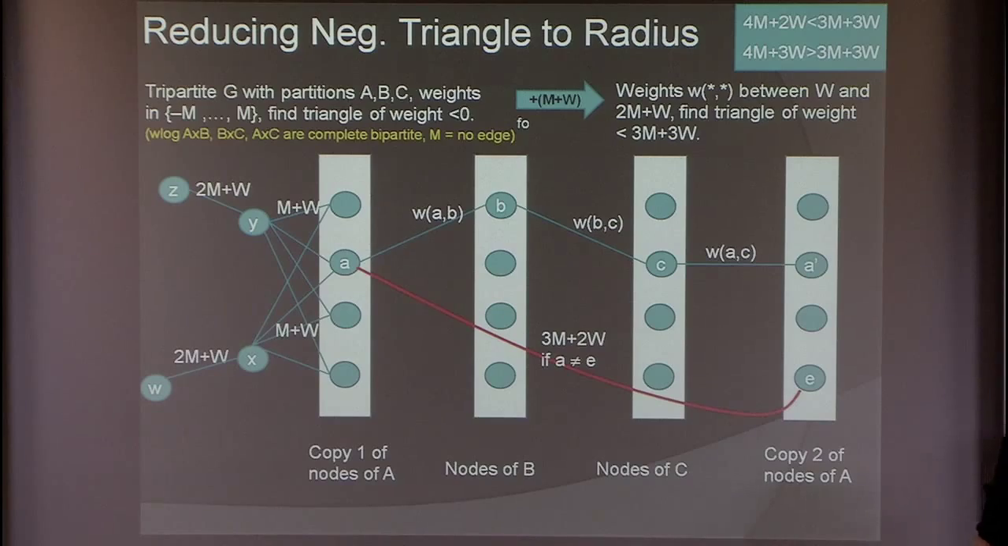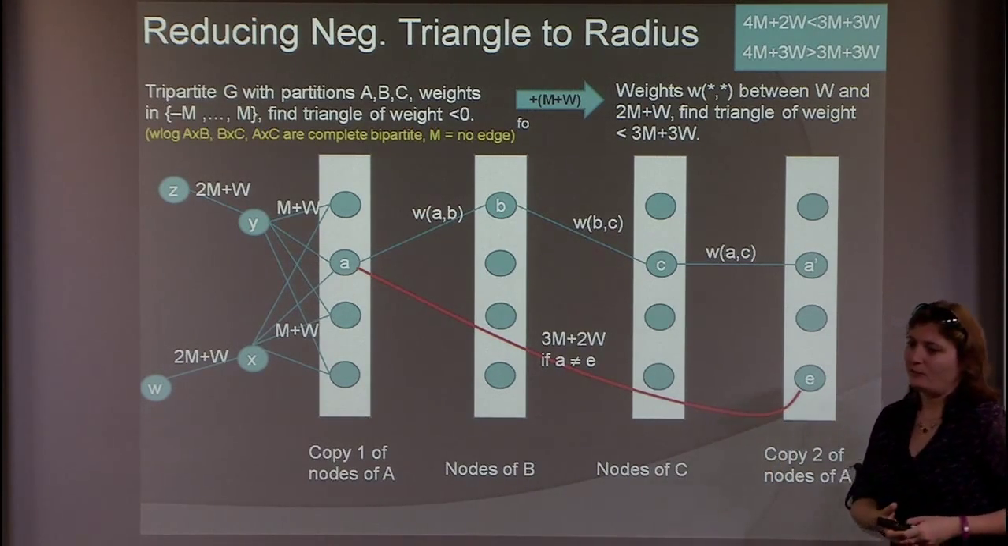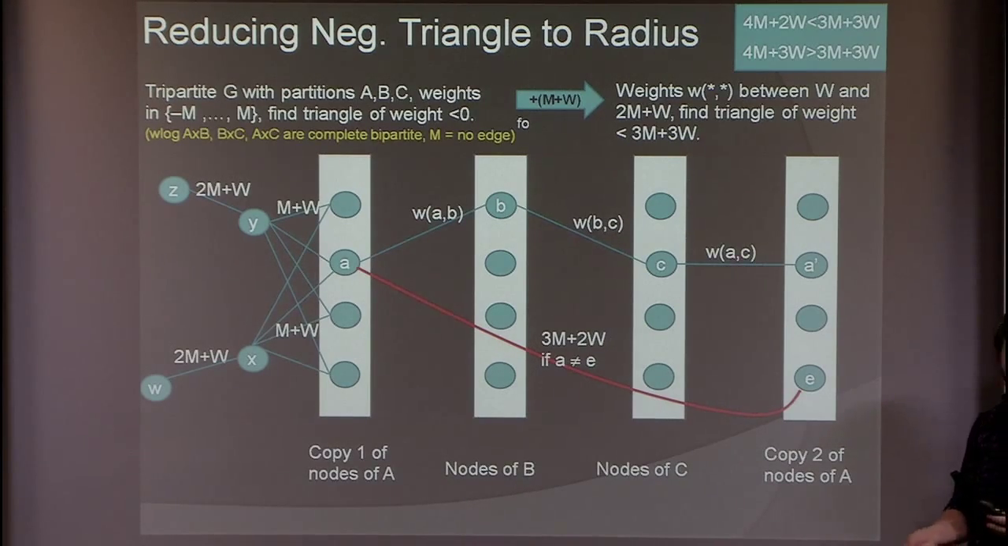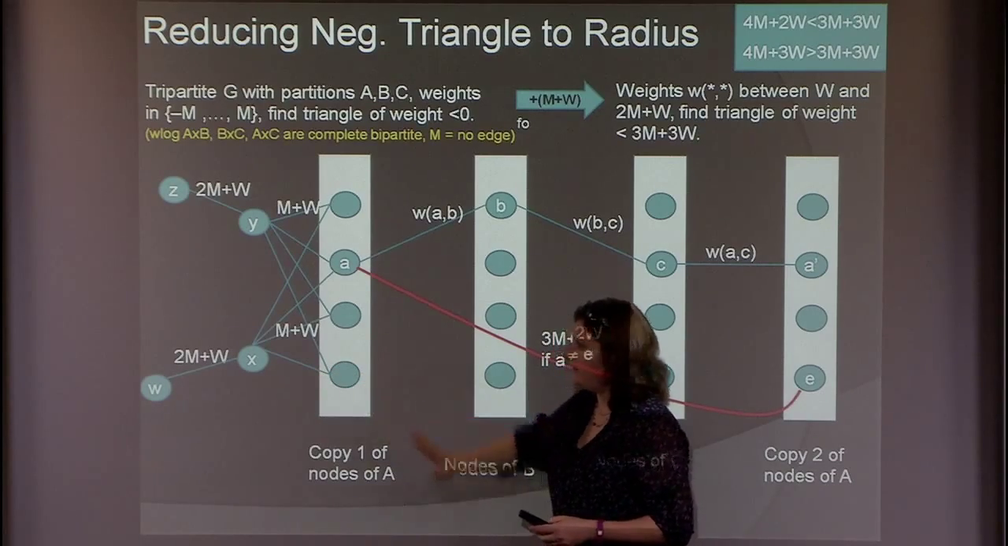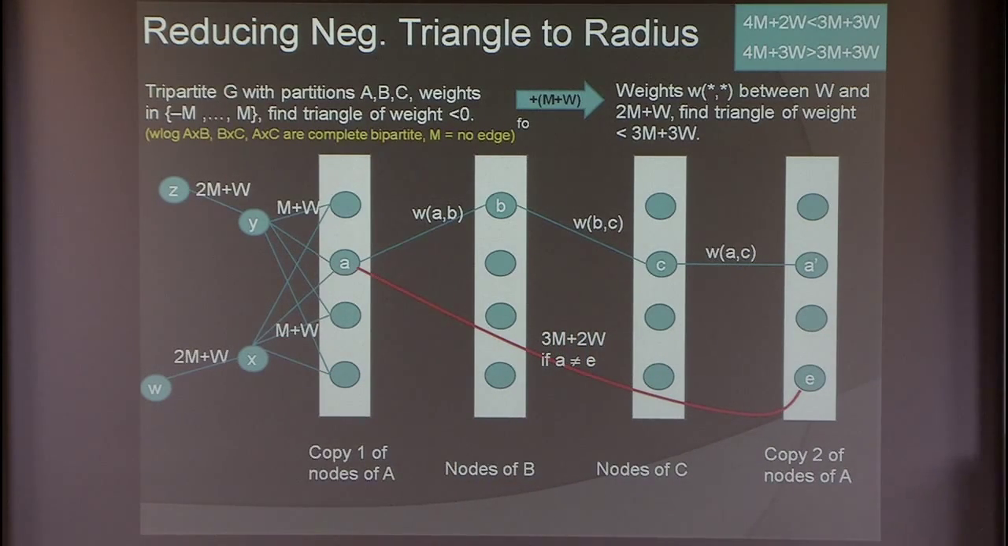So this is how we chose them. So every node, except for the nodes in A, is far away from z and w, in particular distance bigger than 3m plus 3w. But the nodes in A are a distance less than 3m plus 3w. So now what we get is that the center node must be in here, and the radius is less than 3m plus 3w if and only if there is a negative triangle in the original graph.